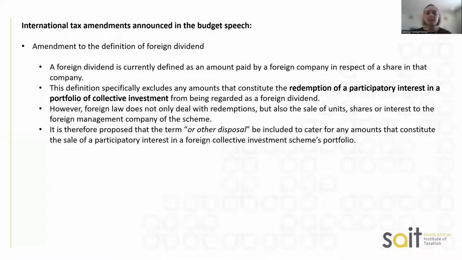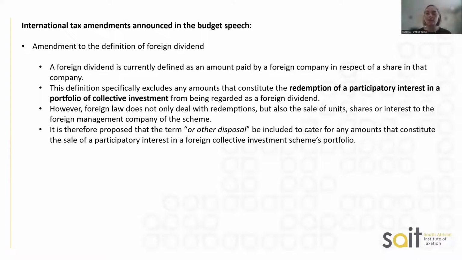The first one relates to the definition of a foreign dividend. As you know, a foreign dividend is currently defined as an amount paid by a foreign company in respect of a share in that foreign company. This definition at the moment specifically excludes any amounts that constitute the redemption of a participatory interest in a portfolio of collective investments from being provided as a foreign dividend. However, foreign law deals not only with redemptions, but also the sale of units, shares, or interest to the foreign management company of the scheme.